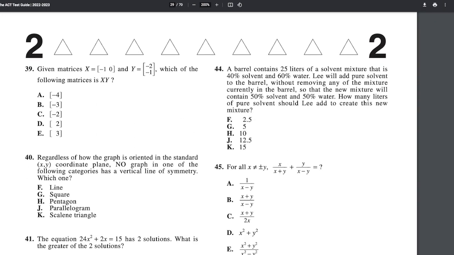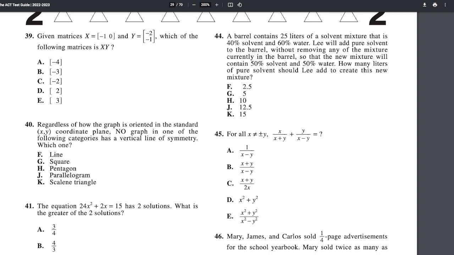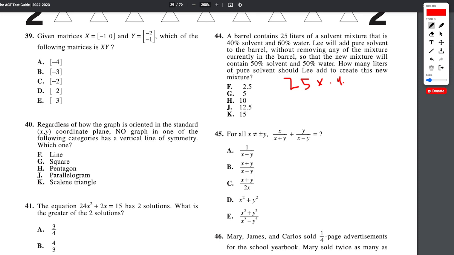Okay, 44. A barrel contains 25 liters of a solvent mixture that is 40% solvent and 60% water. Lee will add pure solvent to the barrel without removing any of the mixture currently in the barrel. So the new mixture will be 50% solvent, 50% water. How many new liters should he add? Alright, I'll make this plain and simple. How much solvent does he currently have? So the solvent he currently has is 25 times 0.4.